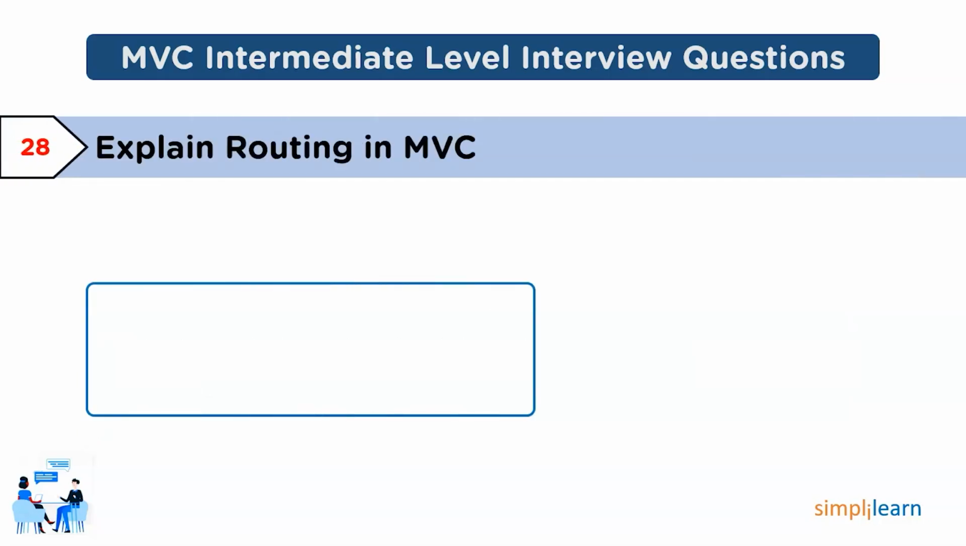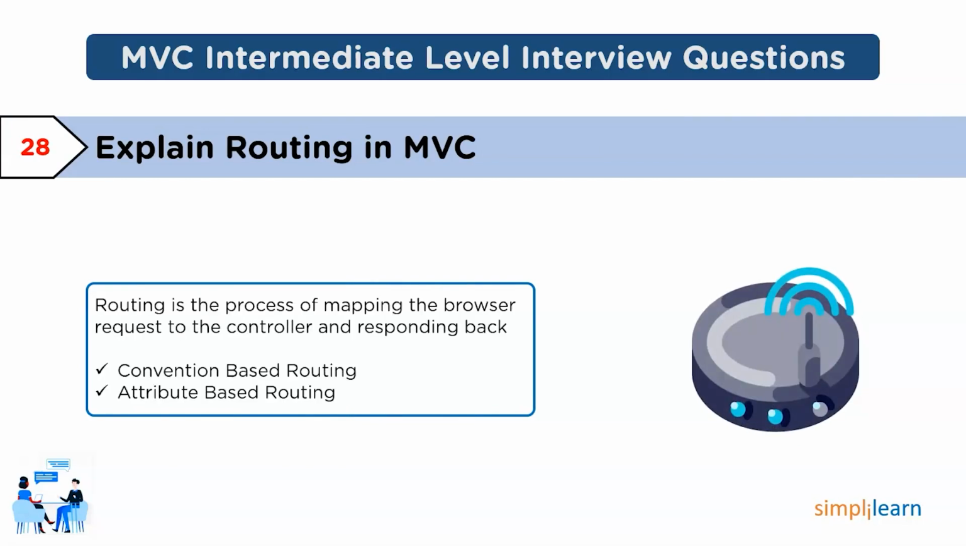Explain routing in MVC. Routing is the process of mapping the browser request to the controller and responding back. The router handles the information and URL patterns in routing, and it stores all the configured files of the application in the routing tables. Routing in MVC is divided into 2 types: convention-based routing and attribute-based routing.